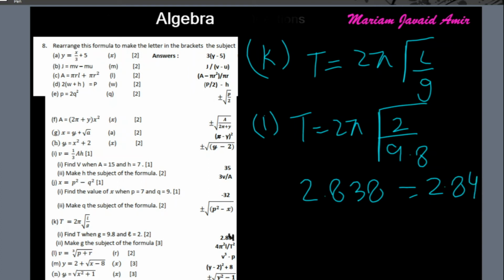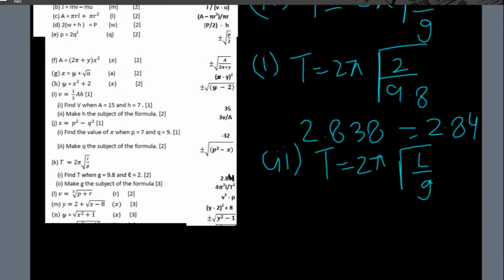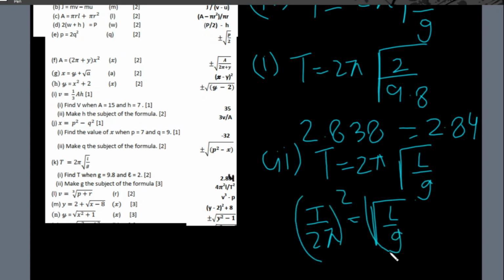Okay, part 2 is make g the subject of the formula. So we have t equals 2 pi under root L over G. So first take 2 pi to the other side. So t over 2 pi equals under root L over G. Next we need to get rid of the under root sign, take square on both sides. So we get t square over 4 pi square equals L over G.